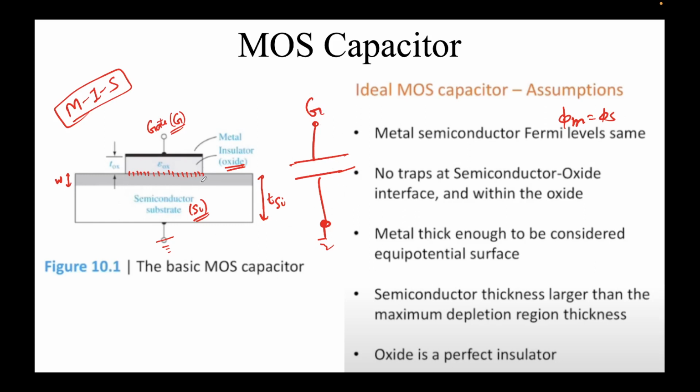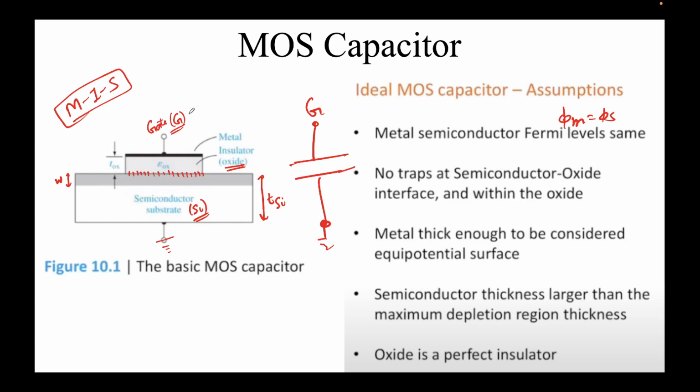So till now I've just talked about what a MOS capacitor is, how it looks, what the different layers are, and some assumptions. We are going to break a couple of these assumptions towards the end of today's session, but throughout, unless I state otherwise, this continues to be true. Okay, now let's build on this knowledge and try to understand its working.